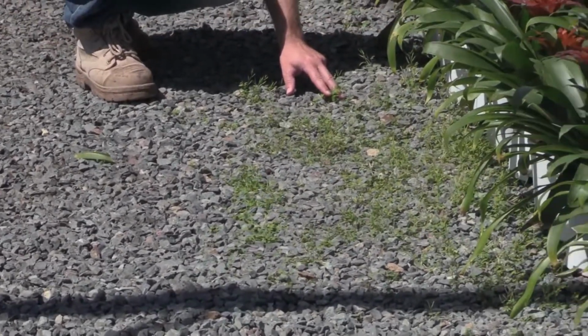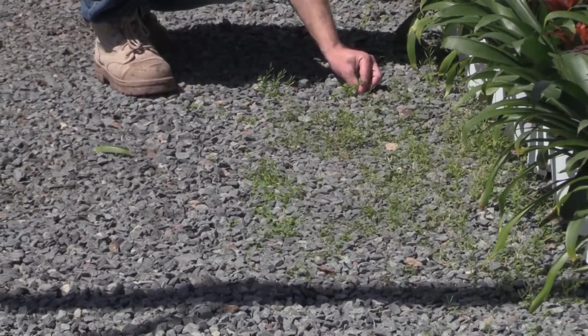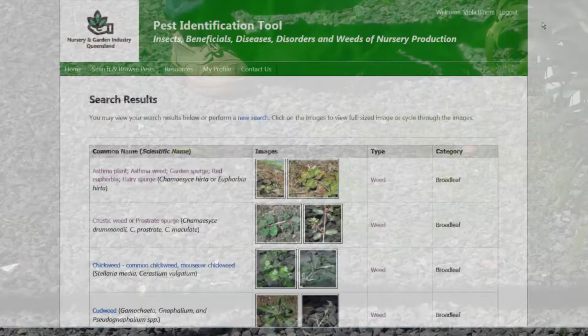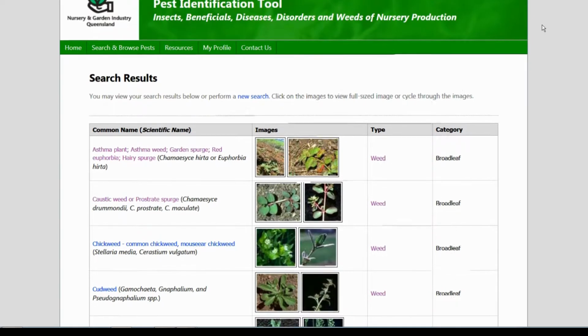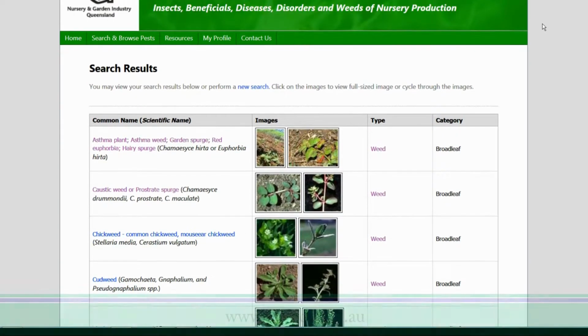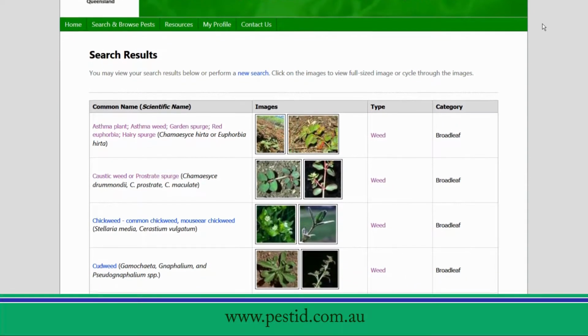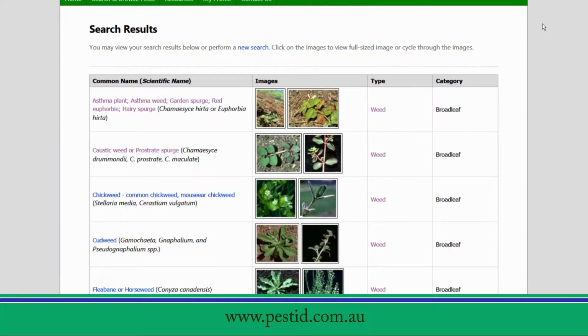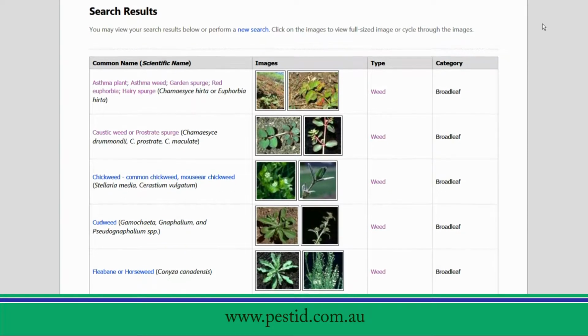Firstly, the correct identification of the target pest will help to choose the right chemical, the mode of action, and the application method to be used. An incorrect identification can lead to the wrong product being applied, which can waste chemical and money, as well as lead to overuse. Next, what is the best pesticide to use?